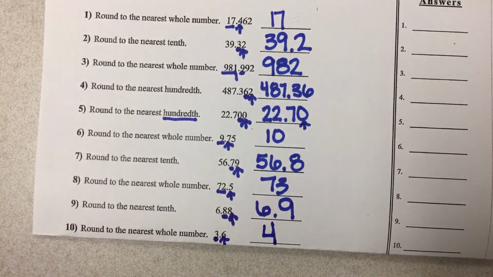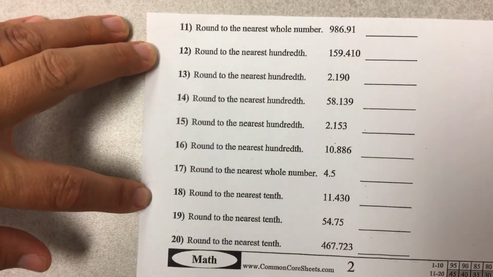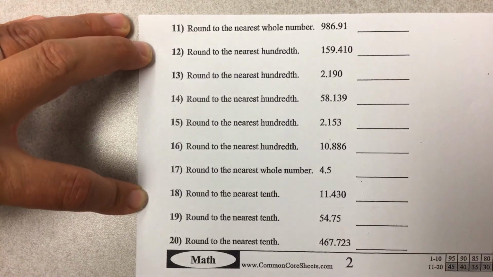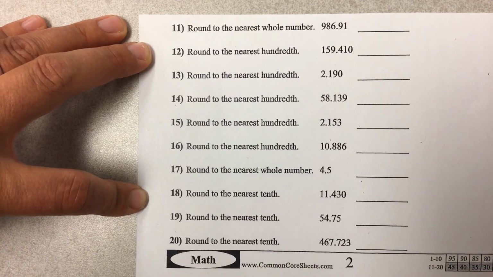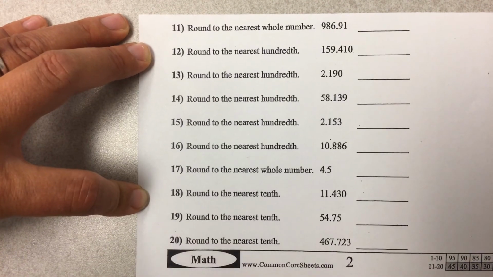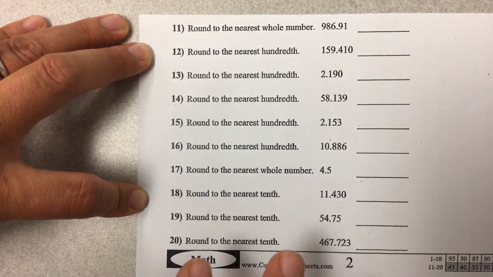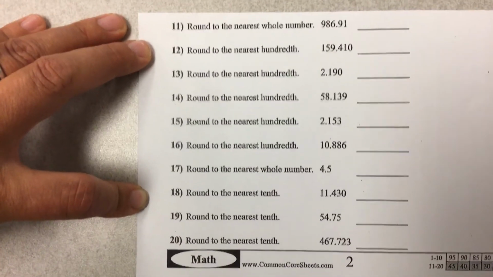Okay. If you feel comfortable with doing this, what I would like you to do is go ahead and do numbers 11 through 20 on your own. If you feel like you need a little bit of extra help, go ahead and go to the next slide and watch me do these answers. When you are finished doing them on your own, if you felt comfortable, go ahead and go through the video and make sure that your answers are correct.